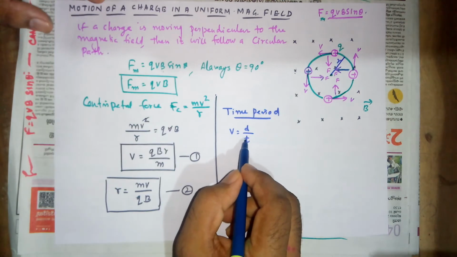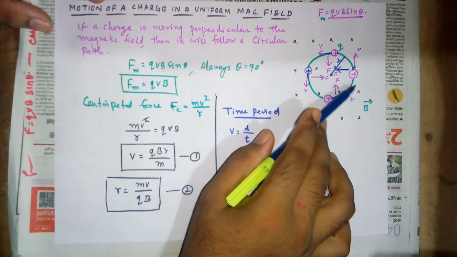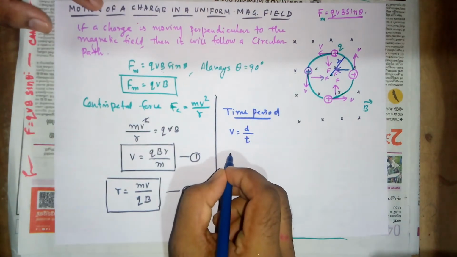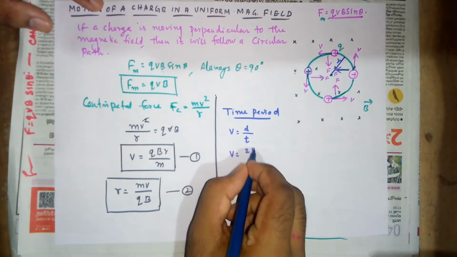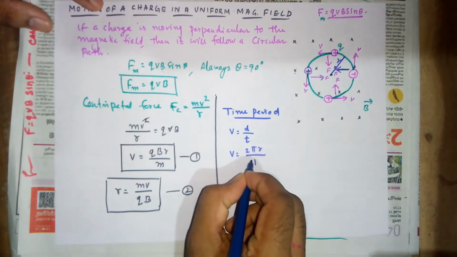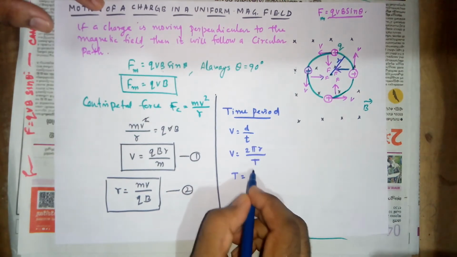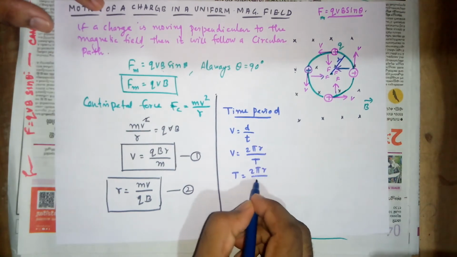This t is what? T is the time taken to complete one cycle. One cycle means 2 pi r distance. So I can write this as v is equal to 2 pi r divided by the time period. Okay, and from this I can write t is equal to 2 pi r divided by v.